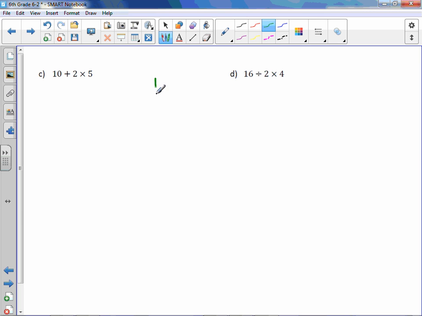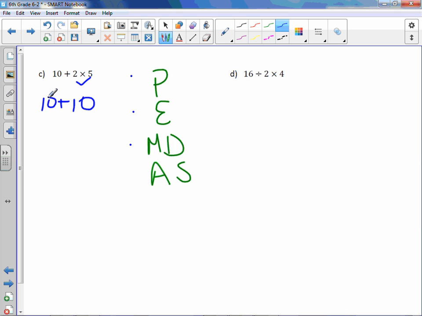Letter C. Again, I'll write this out. I don't have parentheses or exponents. I do have multiplication, so 2 times 5 is 10. Bring down the 10 plus. No more multiplication and division, but I do have addition, so 20 is the value of that expression.